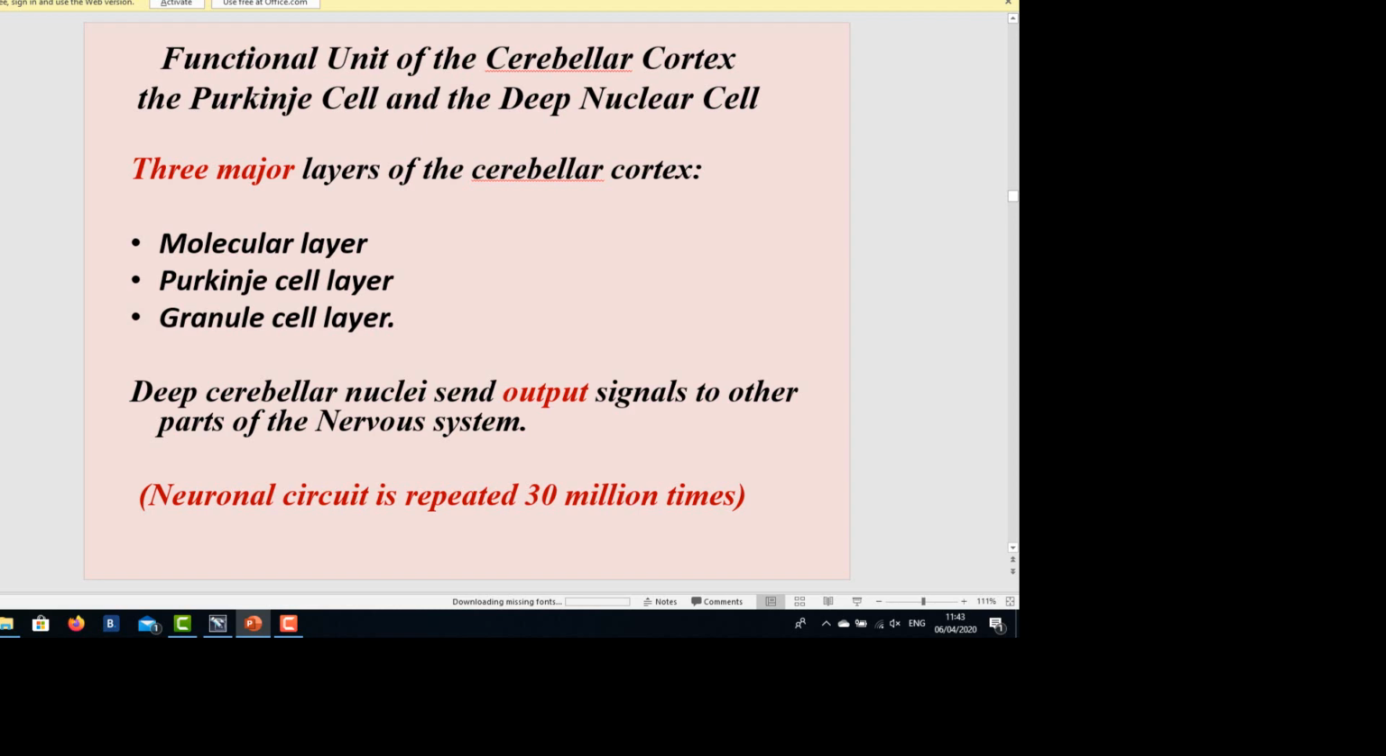Now you should be knowing about the functional unit of cerebellar cortex. The three layers are: the first is the molecular layer, then the Purkinje cell layer, then the granule cell layer. Deep cerebellar nuclei send output signals to the other parts of the nervous system. The neuronal circuit is repeated 30 million times.